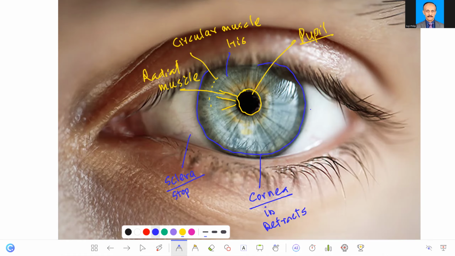For example, if it's dim light, the pupil dilates. Dilates means it opens wide to let in more light. If it's bright light, the pupil constricts. It closes, and that stops excess light from entering.